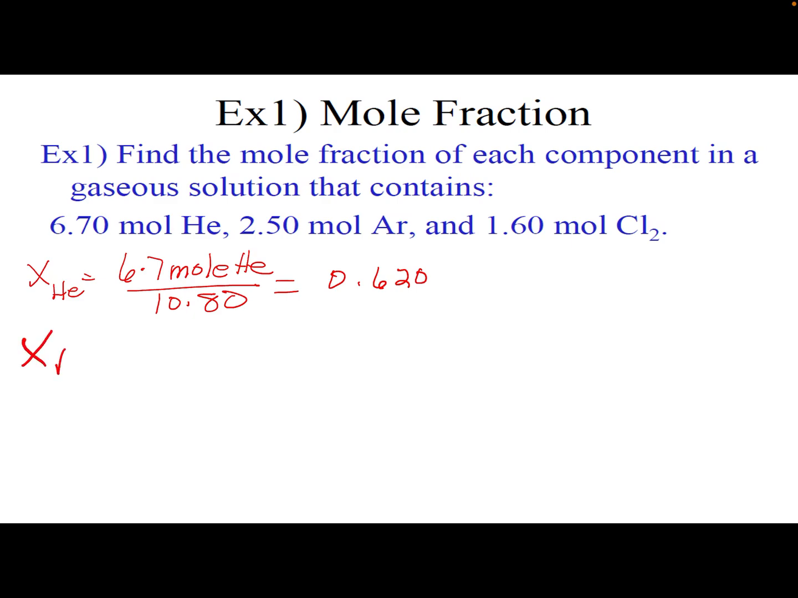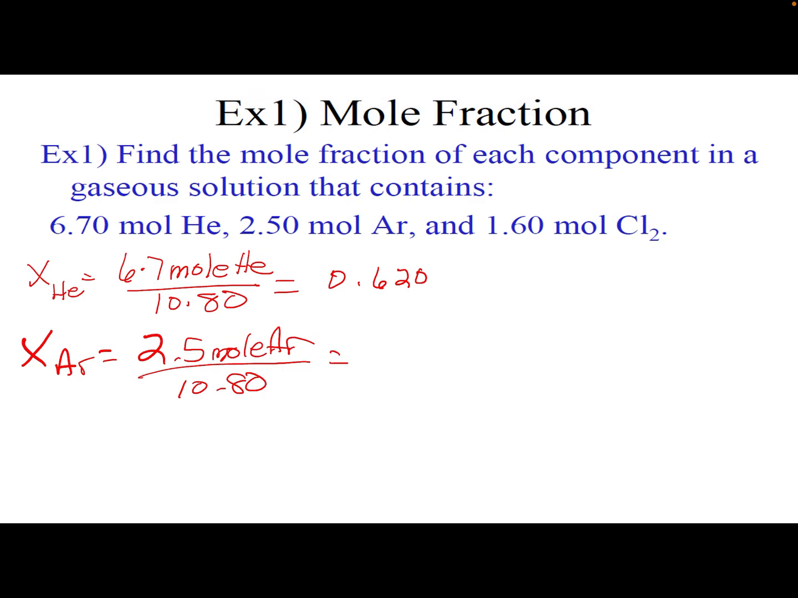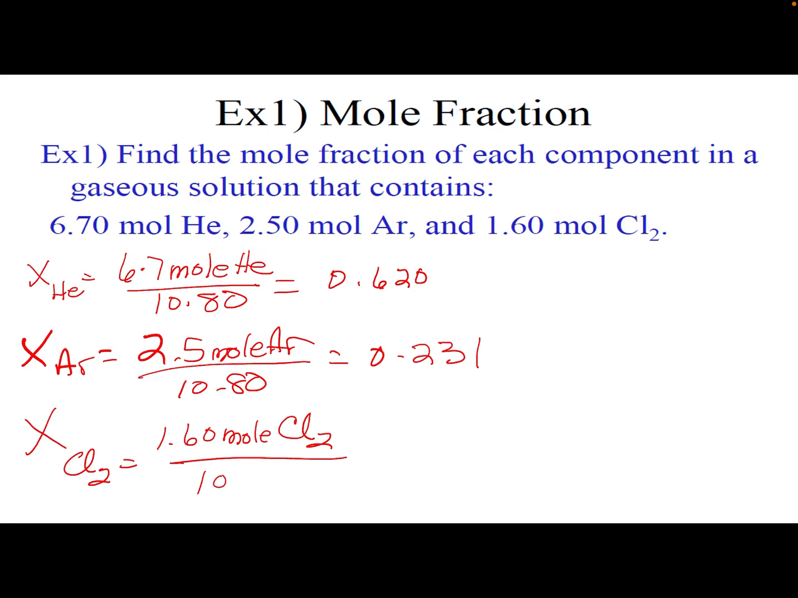My mole fraction for argon will be the part that argon is, 2.5 moles of argon, over 10.8, that was the total. I'm going to do my 2.5 divided by my 10.8, and I get 0.231 for my mole fraction of argon. And then for my mole fraction of chlorine gas, I will take the part that chlorine gas is, moles of chlorine, over the total. That is still 10.8.